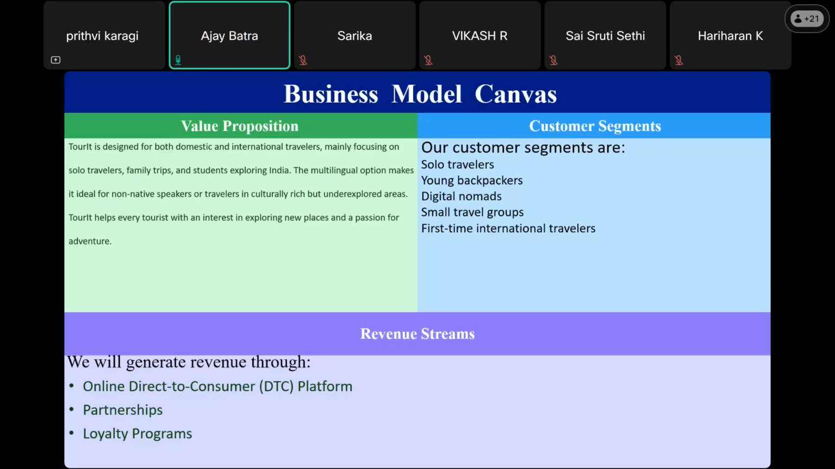So our customer segment is solo travelers. Like we are solo travelers, so we could relate more to this problem. Usually we just pick up our bikes, pack our bags, and leave. Correct. So the main intent for us is solo travelers.